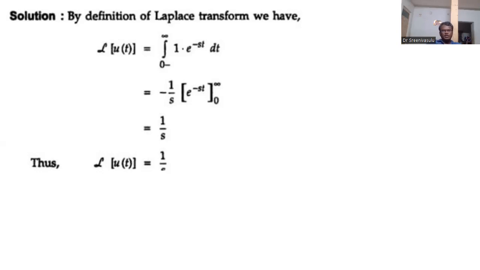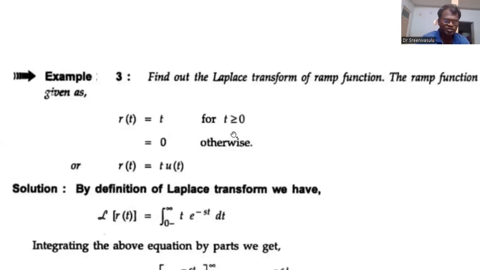Now, the entire right-sided region, you need to shade that one. It is going to be ROC here. So it is anyway u of t is a right-sided signal. So we are going to get the ROC is also right side. So it is about a Laplace transform of u of t is 1 by s.